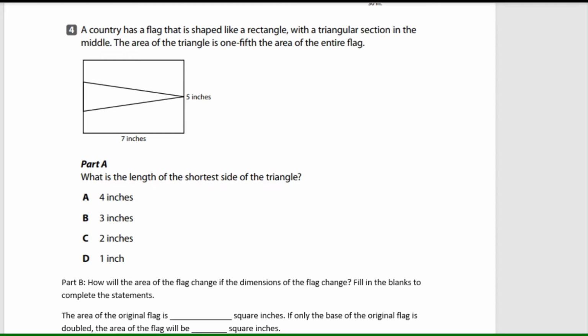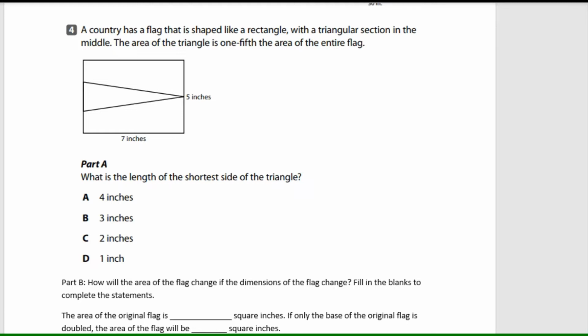A country has a flag that is shaped like a rectangle with a triangular section in the middle. The area of the triangle is 1/5 of the area of the entire flag. Part B. What is the length of the shortest side of the triangle?